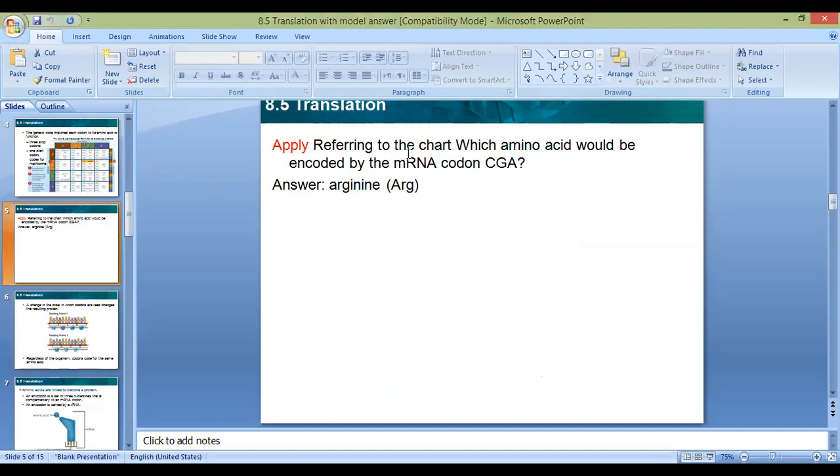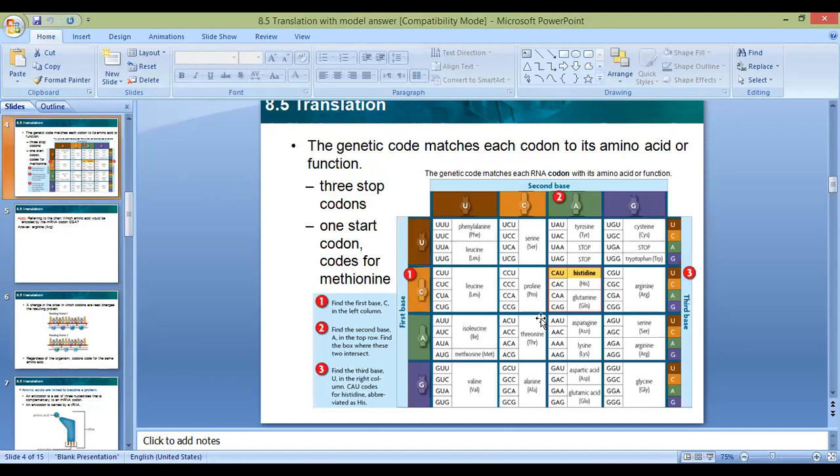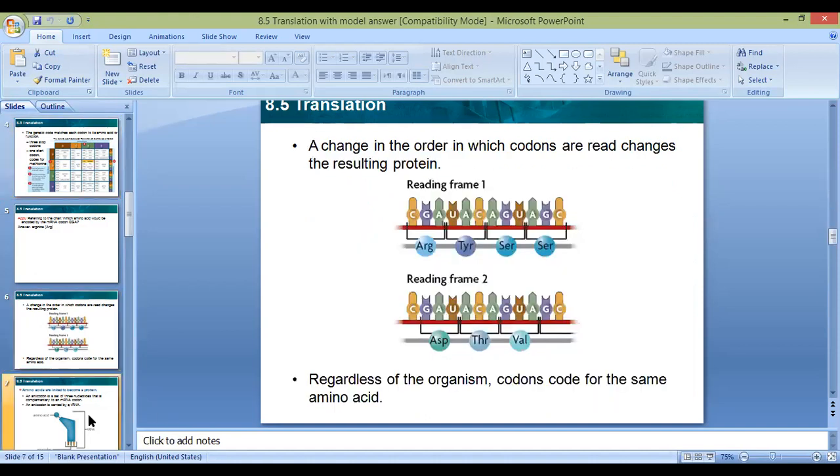Now, if I ask you, referring to the chart, which amino acid would be encoded by the mRNA codon CGA? Who can tell me which amino acid would be encoded by the mRNA codon CGA? Yes, Sadir. Arginine. Arginine, CGA, let me see, where is CGA? CGA, yes, arginine. Excellent.